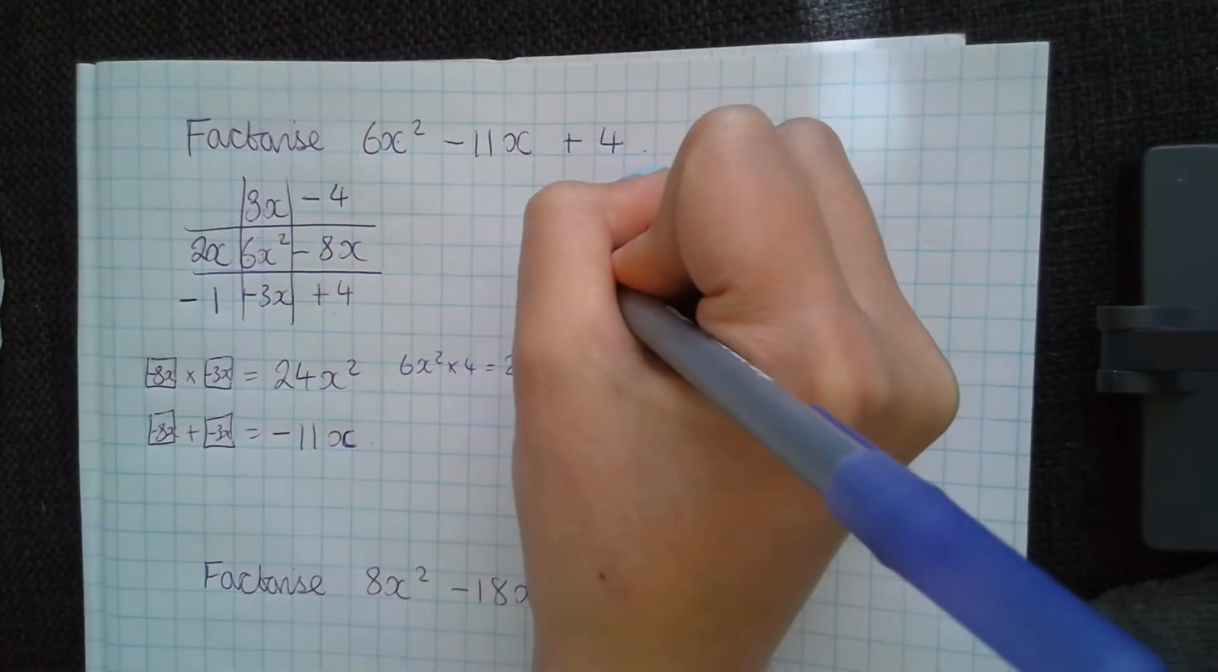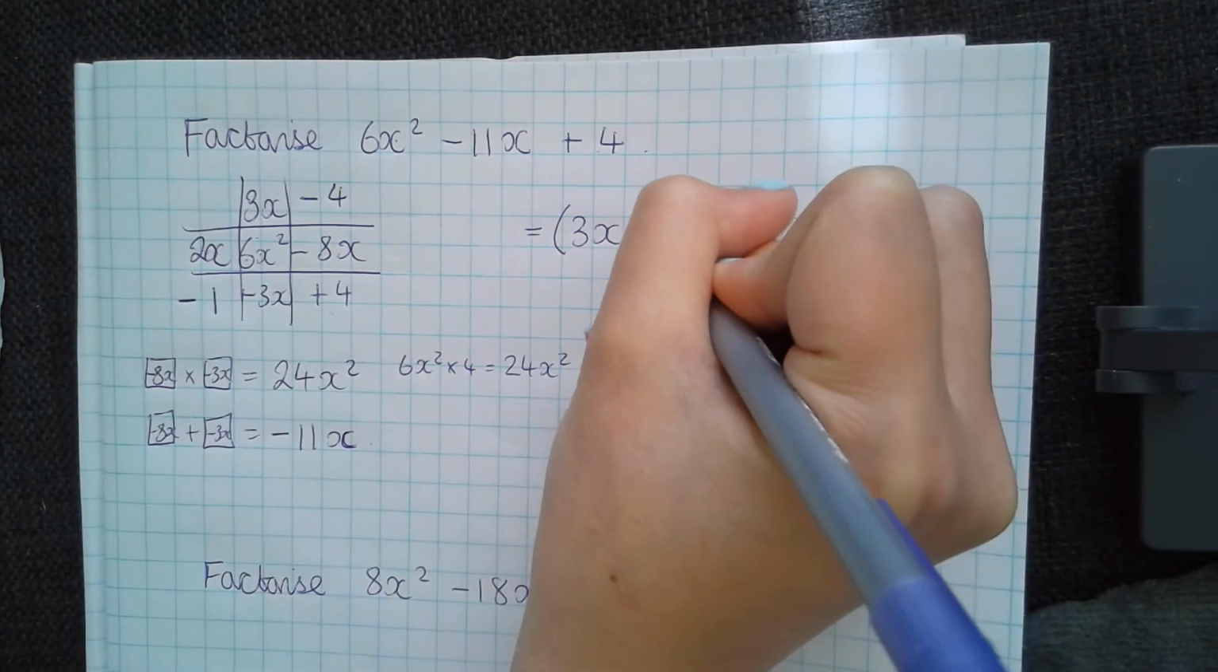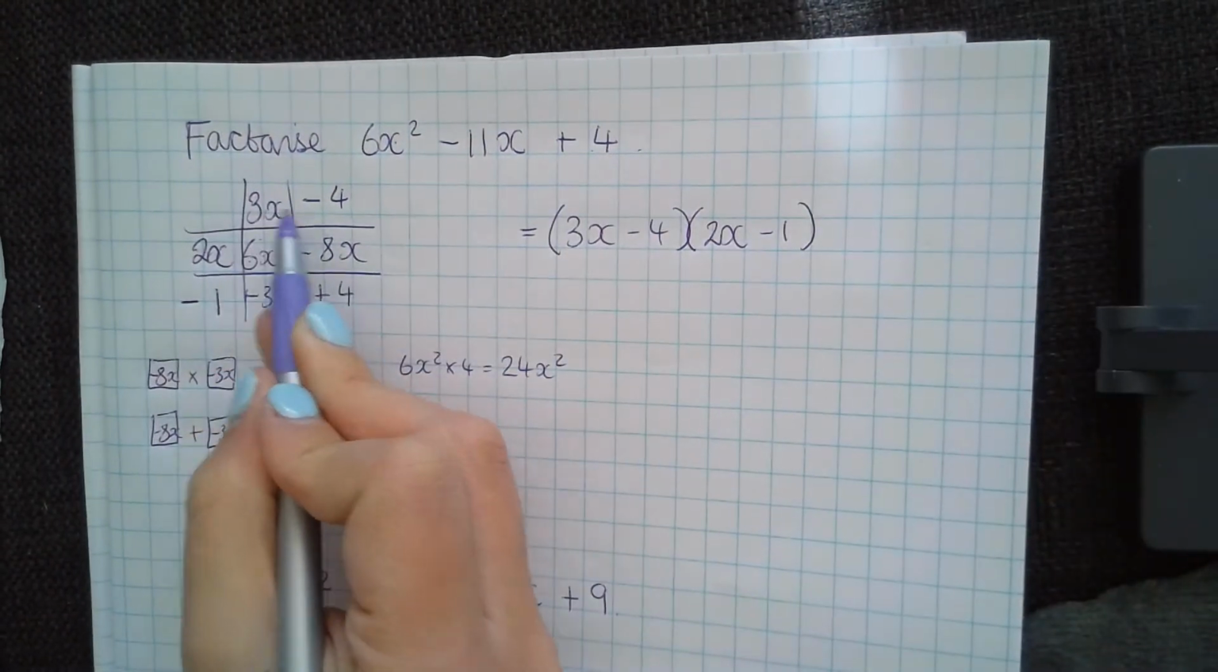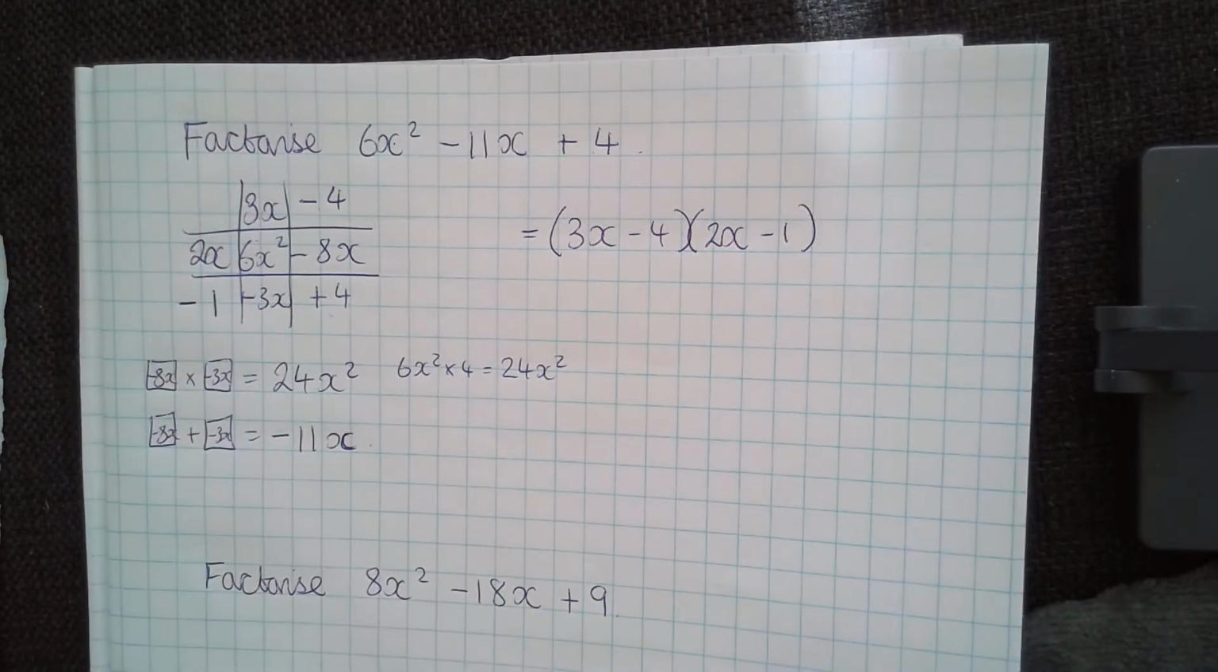So my two brackets are 3x minus 4 and 2x minus 1.